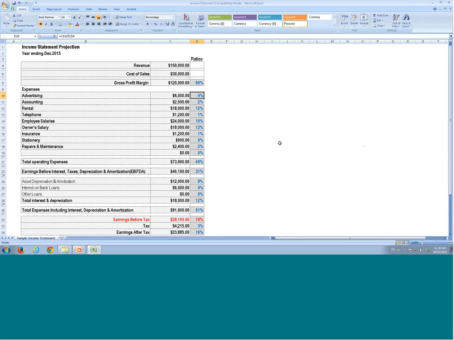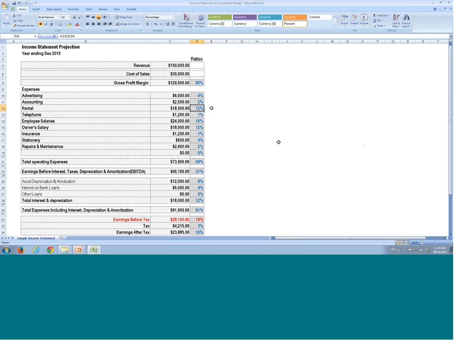So a really important document for you to analyze. I encourage you as a business owner that you sit down with your accountant at the end of every financial year and go through these percentages. And by looking at these percentages, you can determine how well your business is doing.